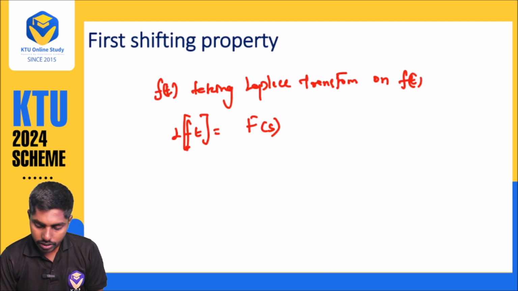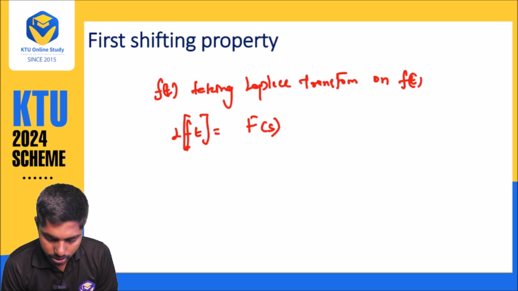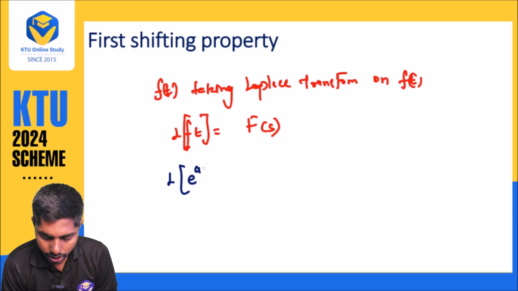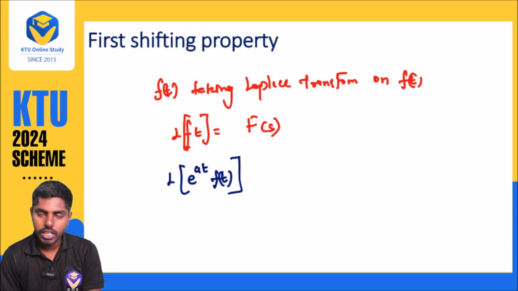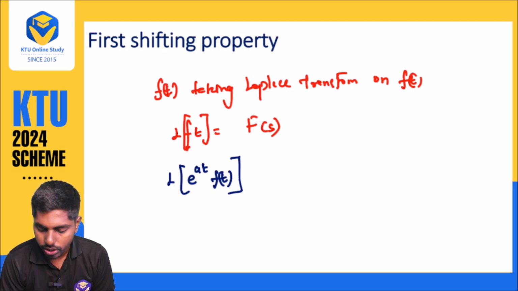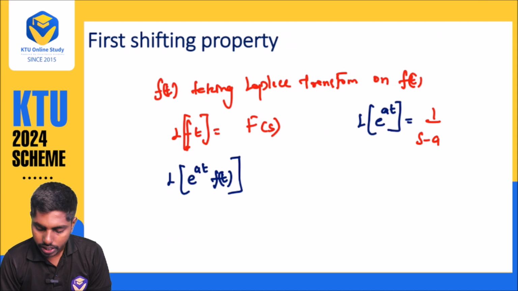In the first shifting property, we will be getting L of e power at into f of t. That is, we are multiplying with e power at. We already know L of e power at, which is 1 divided by x minus a.